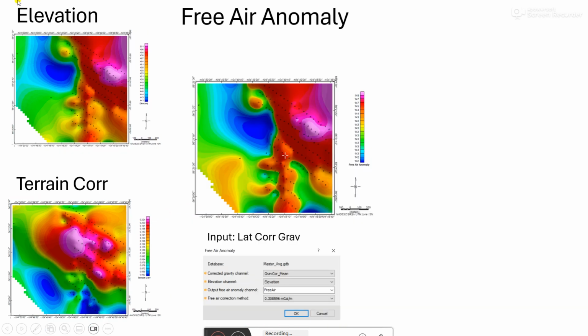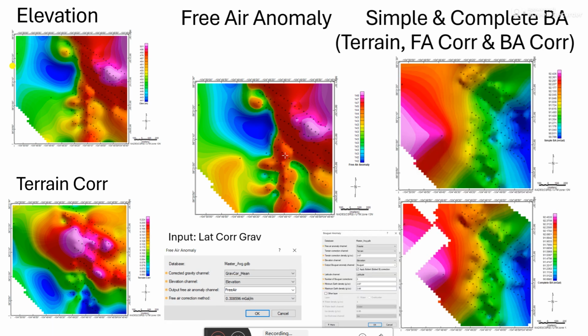Okay, then we did our free air correction. Remember, it was in a menu by itself. It didn't actually include the terrain correction, which comes in the next step with the Bouguer. So this is our free air correction, and I put the elevation data up here so you can really see how well the free air and the elevation correlate, because it's completely linked.